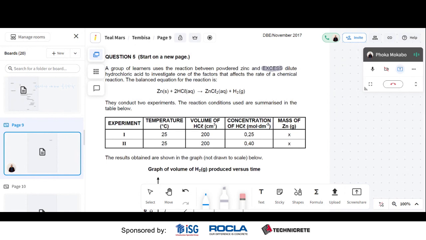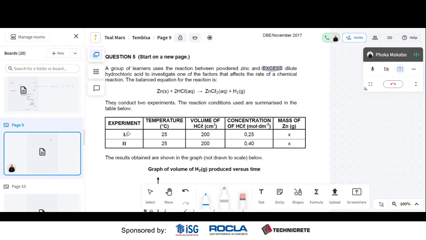The balanced equation for the reaction is this. And again, lucky for you, they've balanced the equation. But had they not, you would then have to do the balancing yourself, right? They say they conduct 2 different experiments. The reaction conditions used are summarized in the table below.